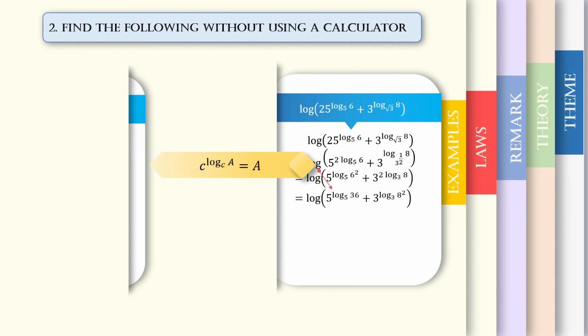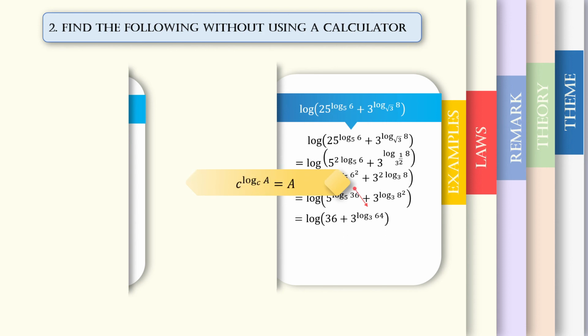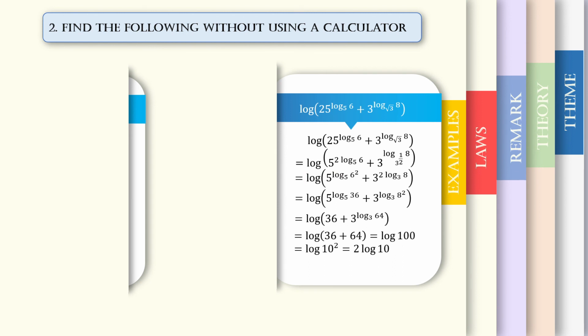Next, for the first expression, by using this property, we had the following: logarithm of 36 plus 3 to power logarithm base 3 of 64. Next, for the second expression, using the same property, we will get the following: logarithm of 36 plus 64, which in fact is logarithm of 100.